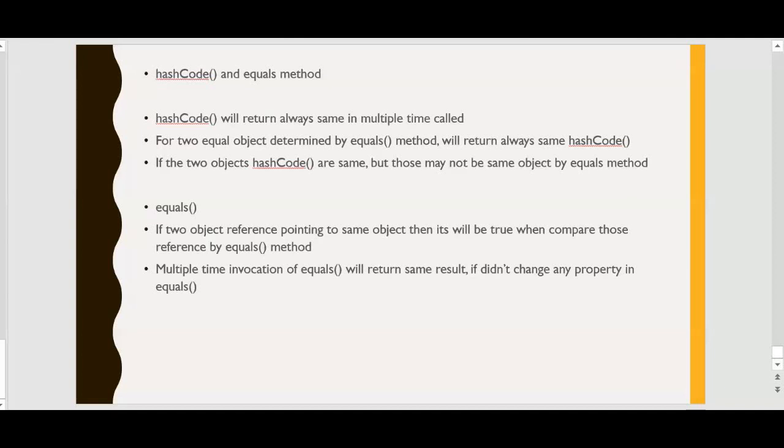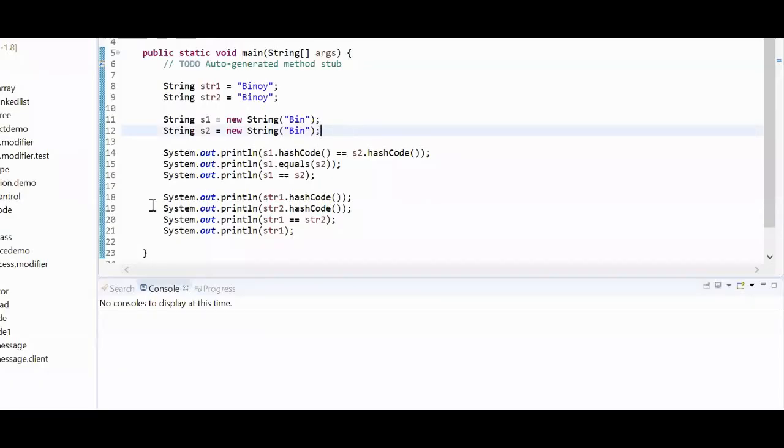Okay, let's check it code-wise. I have created one package here called com.java.training.hashcode, and here I have one class, HashCodeExample1, and here I have two objects. String itself is an object, created by literal: String str1 equals "Pinoy" and String str2 equals "Pinoy".